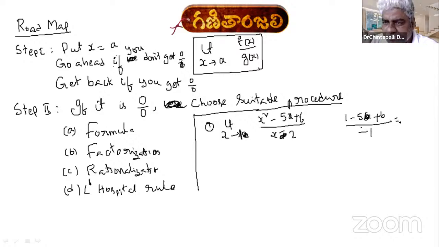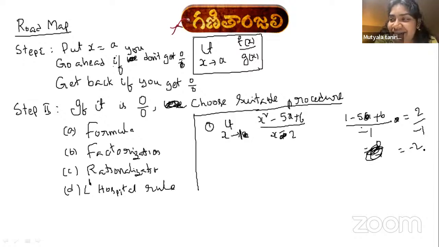What is the numerator? 1 minus 5 plus 6 is 2, not 0. 0 is moving around our mind because we had a lot of discussion regarding 0. Six and negative 5 is positive 1, and 1 plus 1 is 2. So it is 2 by negative 1, which is equal to negative 2.